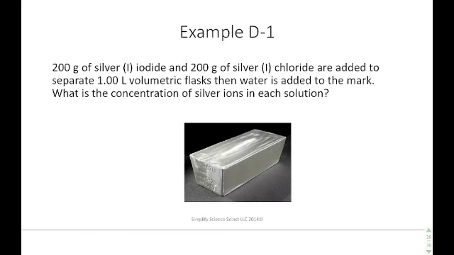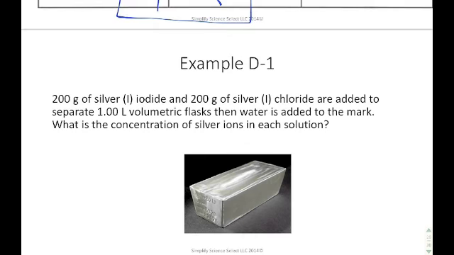In this example, you have 200 grams of silver iodide and 200 grams of silver chloride that are added to separate 1 mL volumetric flasks, and then water is added to the mark. So we've made solutions of them. Now the question is, what is the concentration of silver ions in each? The first thing we need to do is find the KSP values for each of them.